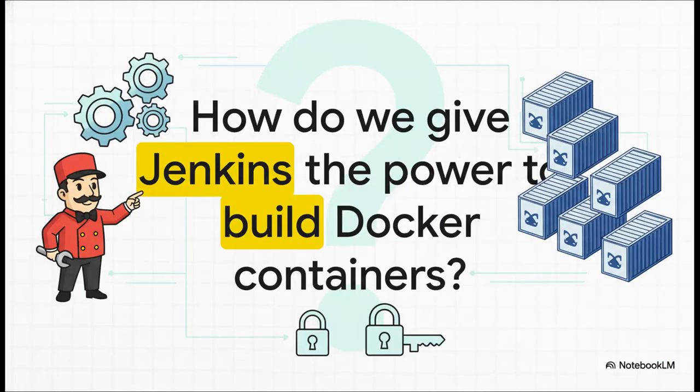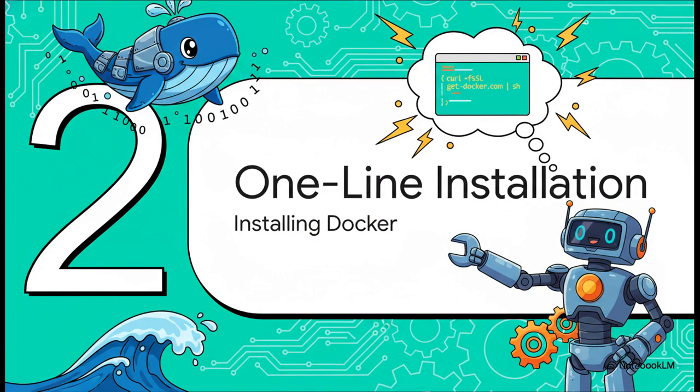So yeah, that's the core question, right? How do we give Jenkins this superpower? Because once we do, we unlock the ability to automate the entire life cycle of our applications, all the way from a code commit to a running container in production. It all starts here. All right, let's get our hands dirty.